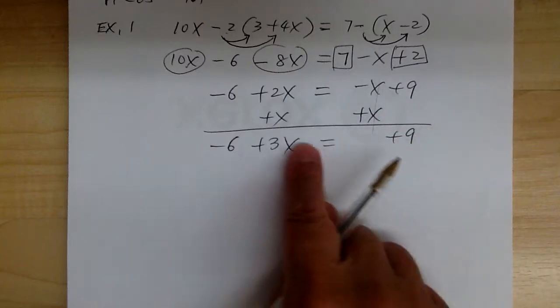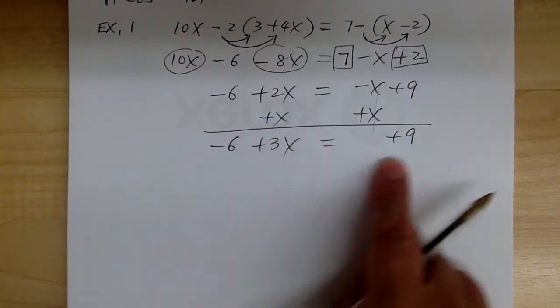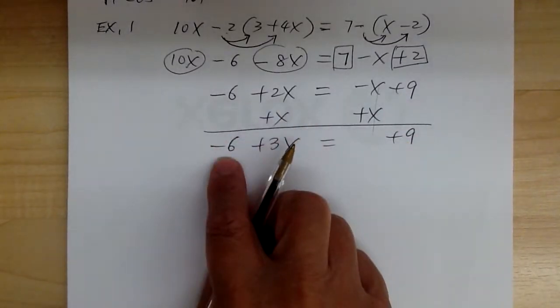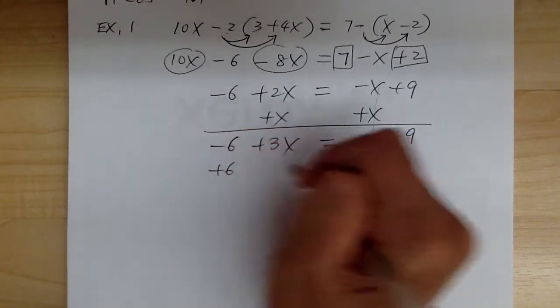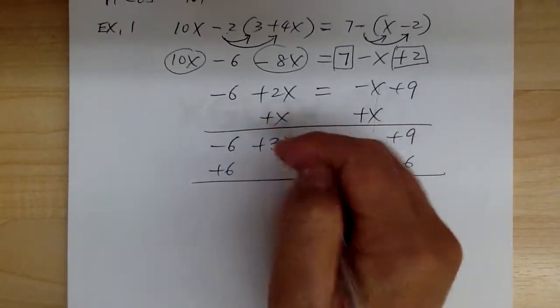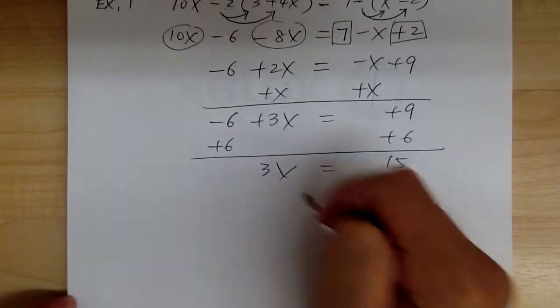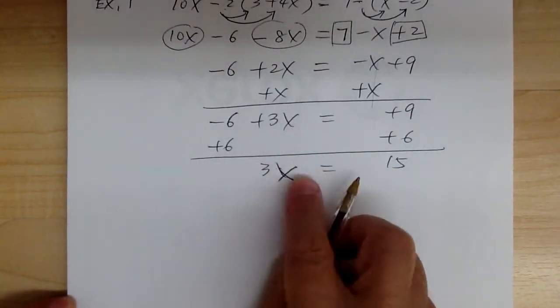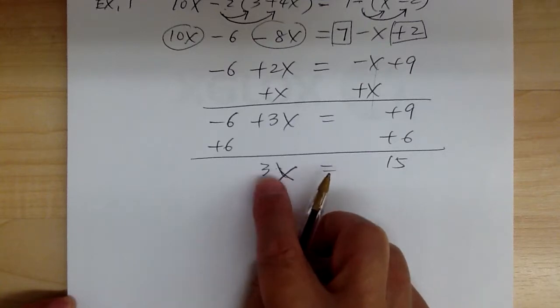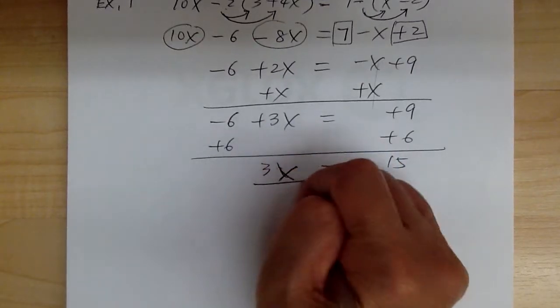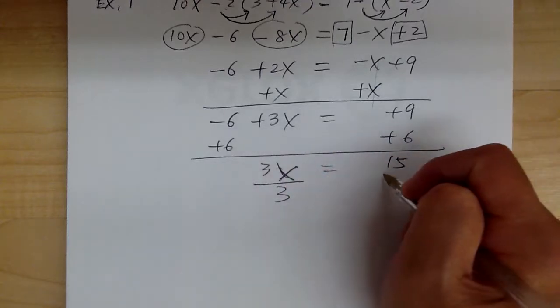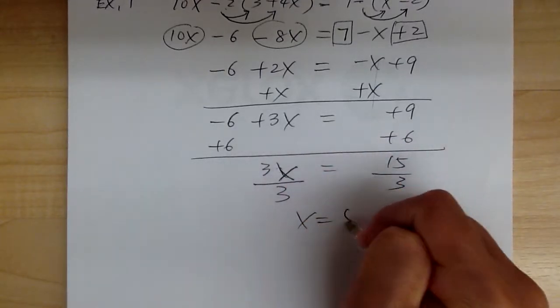Now when you move the variable to this side, that means you have to move the number to the opposite side. So to undo the minus 6, you have to plus 6. So you got 3x is equal to 15. Now to undo the 3, this is a multiplication. So to undo the multiplication, you have to divide. Divide by 3. So x equal to 5.